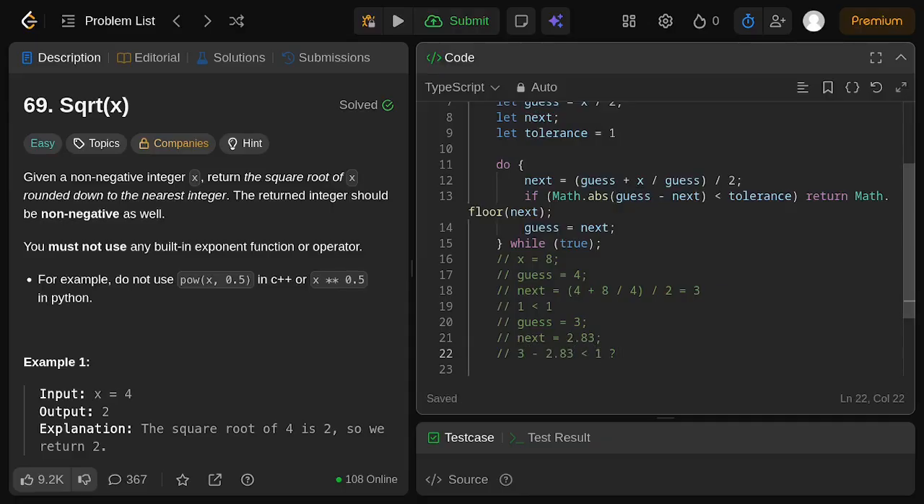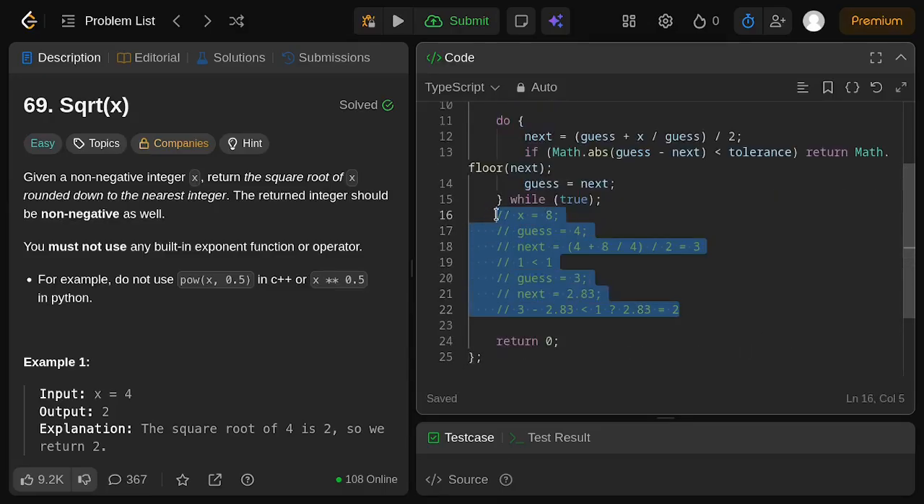If it is, we are returning the next as the answer, but then we should floor this, so we use the 2.83 and we use the floor and we return 2 as the answer, because 3 subtracted by 2.83 is equal to around 0.17, I believe. And since 0.17 is below 1, the if check will trigger and we return the floored value of the 2.83 of the next variable.